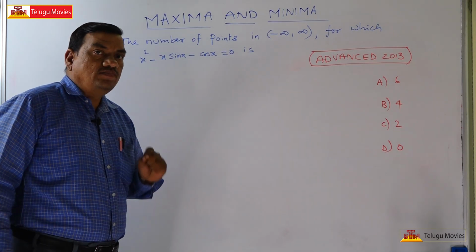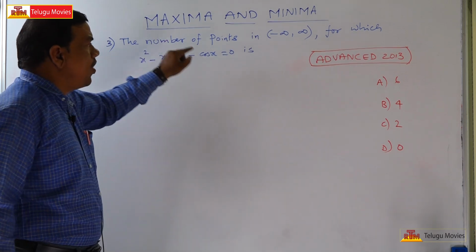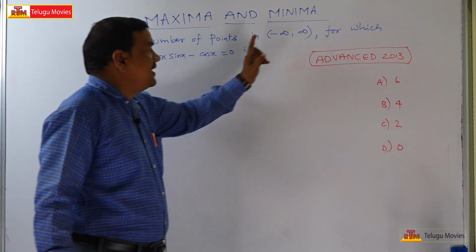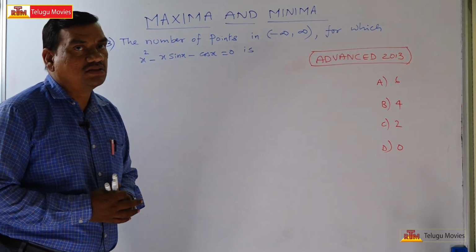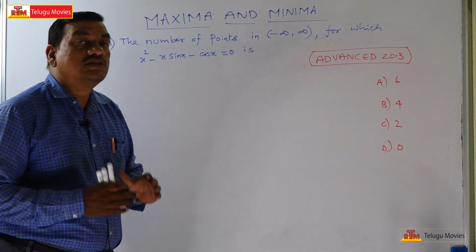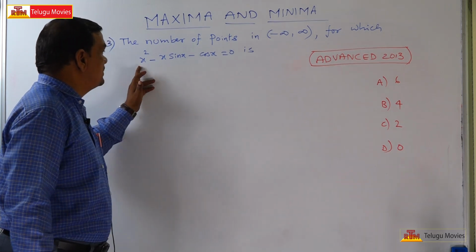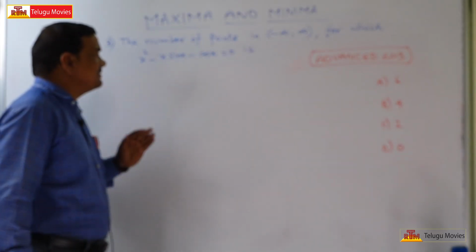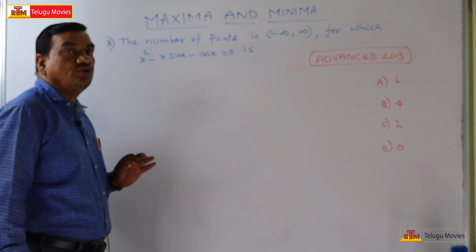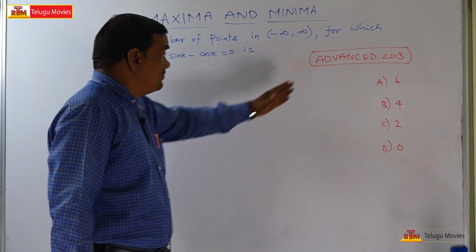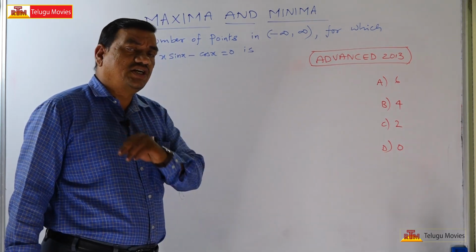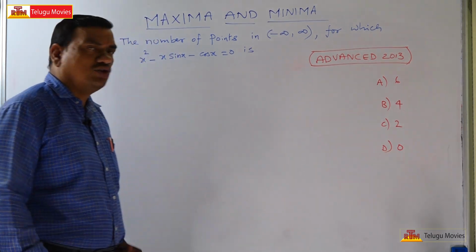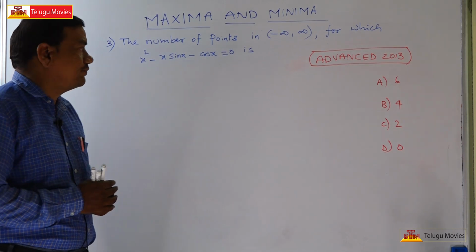Welcome to this problem. The problem is: the number of points in minus infinity to plus infinity, that means in the set of real numbers, for which x square minus x sin x minus cos x is equal to 0. This was asked in JEE Advanced 2013, single option correct. Those problems I am also explaining for you.